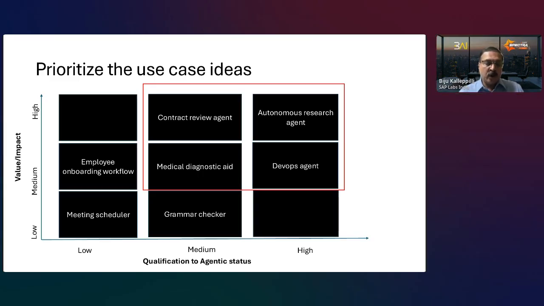So I hope you've got an idea right from starting listing down the use case for agenticness, then prioritizing based on the parameters, degree of agenticness and value and impact, and then plotting it in a graph and finally choosing the right candidate for optimizing the agentic behavior for the organization.